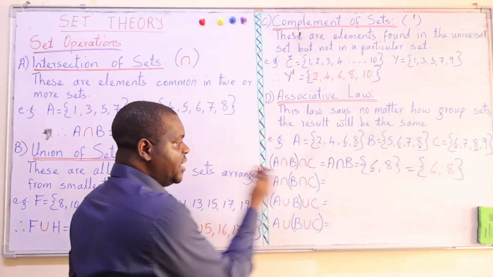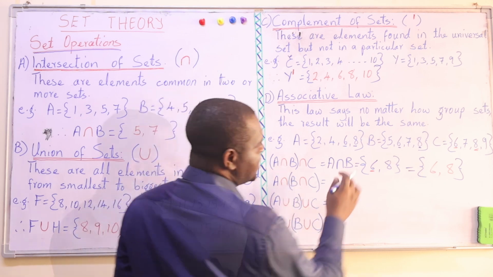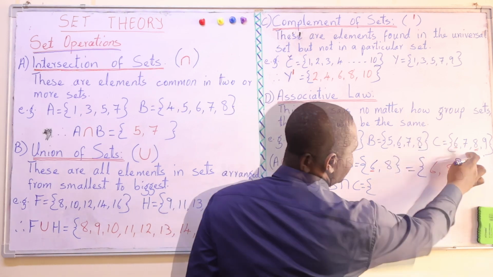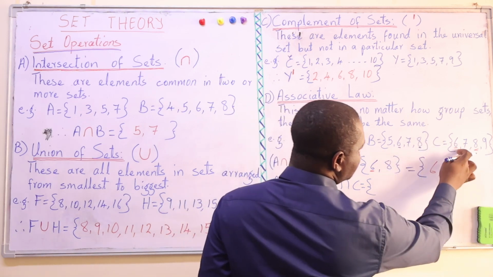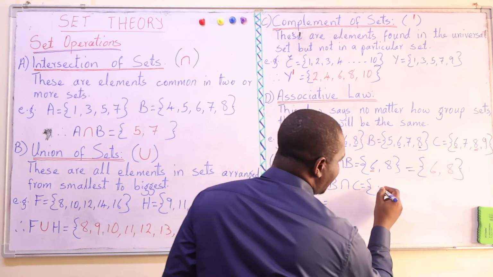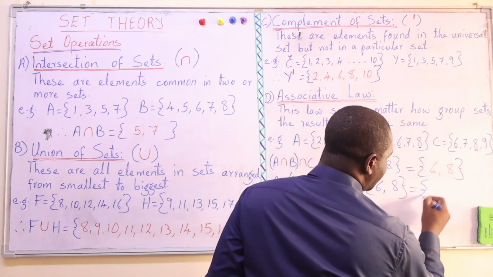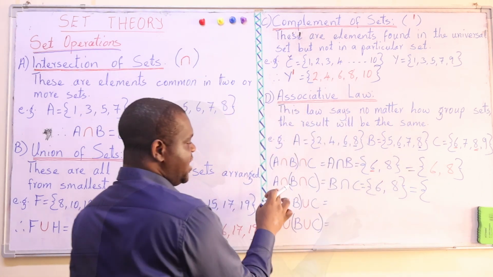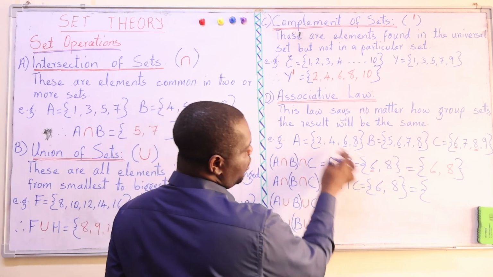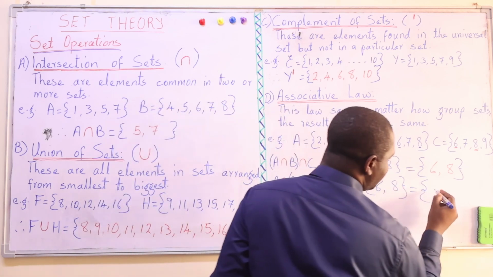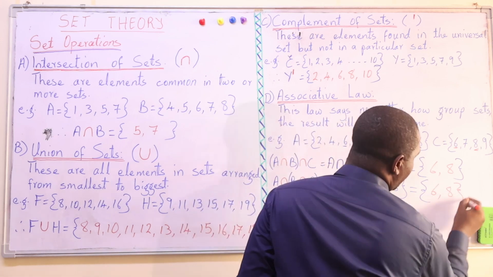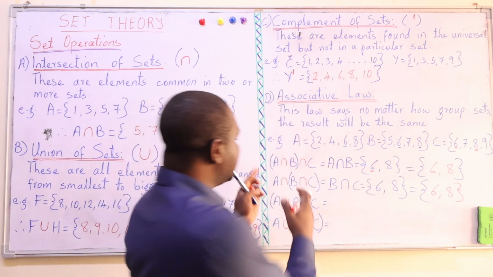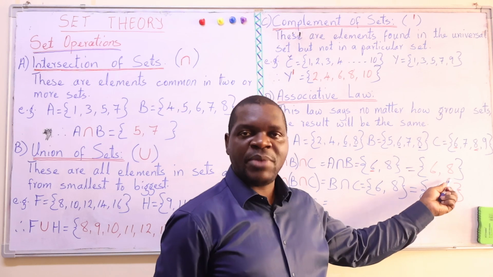Now let's look at it if you group it the other way around. That is, we find B intersection C first. What do we find in B and in C? 6, we can find 6 here and 6 over there, and we can find 8 and 8. So we have 6 and 8. Let us look at what you can find in this set, B intersection C, and in A. 2, we don't find it here. 4, we don't find it here. 6 and 8, you can find it there. So 6 and 8 are in A and in B intersection C. That is to tell you that no matter how you group it, the result will remain the same.